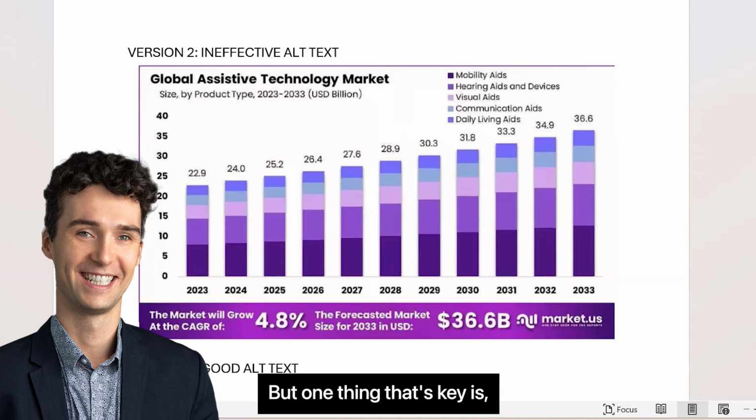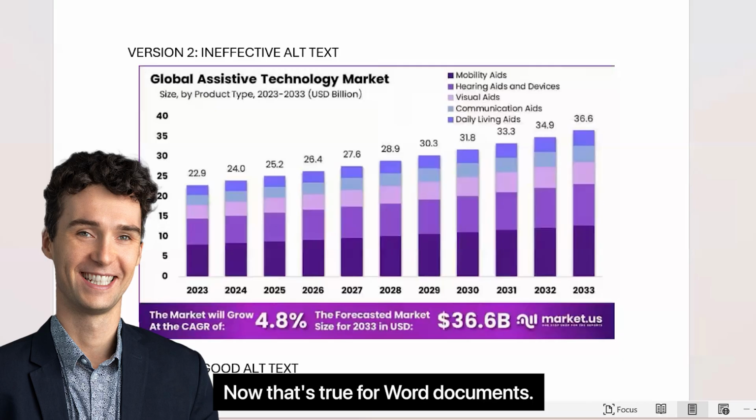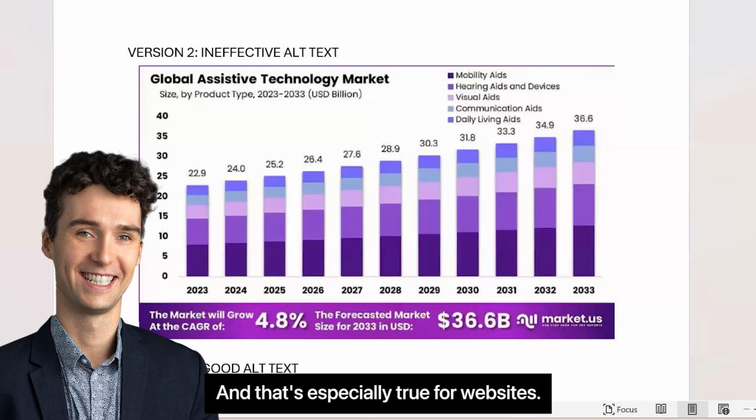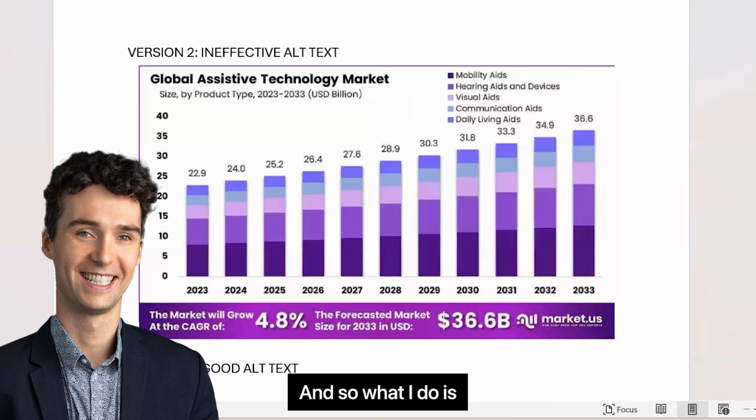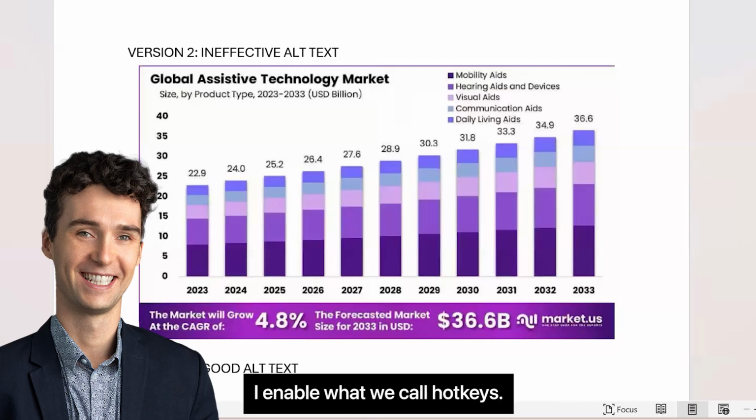But one thing that's key is, imagine reading a long Word document and always just pressing the down arrow to go to the next line. That's not a good way to navigate the document, right? And so that's why we have heading structures. And that's true for Word documents, but that's especially true for websites. And so what I do is I enable what we call hotkeys. I'll do that right now.